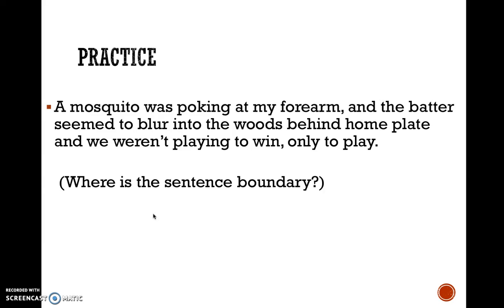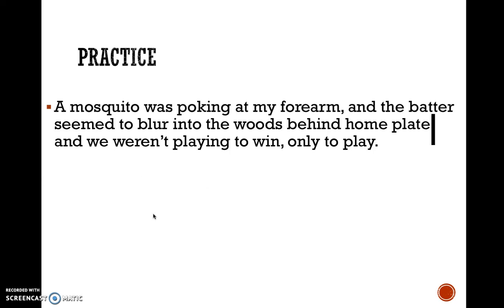So here's another one. A mosquito was poking at my forearm, and the batter seemed to blur into the woods behind home plate, and we weren't playing to win, only to play. So where's the sentence boundary? Where does one thought end and the other one begin grammatically? Well, you may notice that after forearm there's a comma and the word and. That's a comma with a coordinating conjunction, so that's grammatically correct. Where are we grammatically incorrect? That's where I want you to think when it comes to the sentence boundary. It's right there after plate. Two different thoughts. And we weren't playing to win, only to play is its own independent clause.